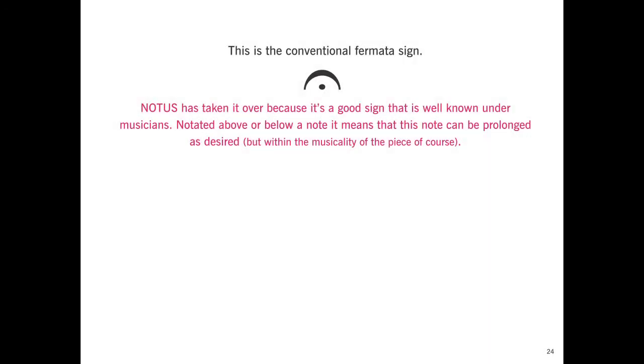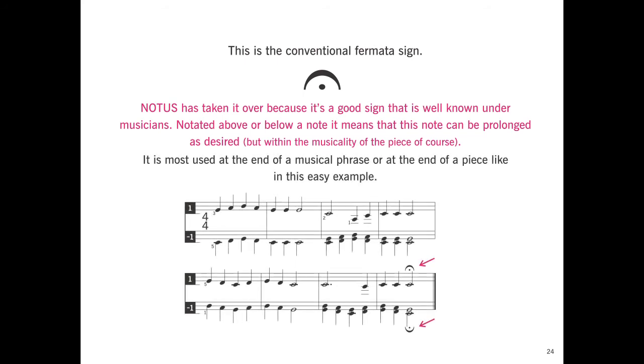This is the conventional Fermata sign. Nodus has taken it over, because it's a good sign that is well known among musicians. Notated above or below a note, it means that this note can be prolonged as desired. But within the musicality of the piece, of course. It is most used at the end of a musical phrase, or at the end of a piece, like in this easy example.